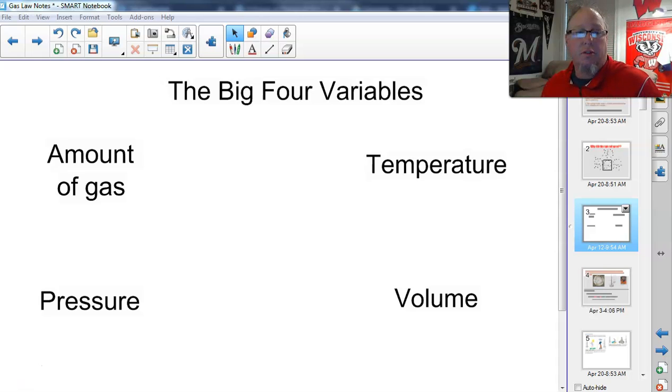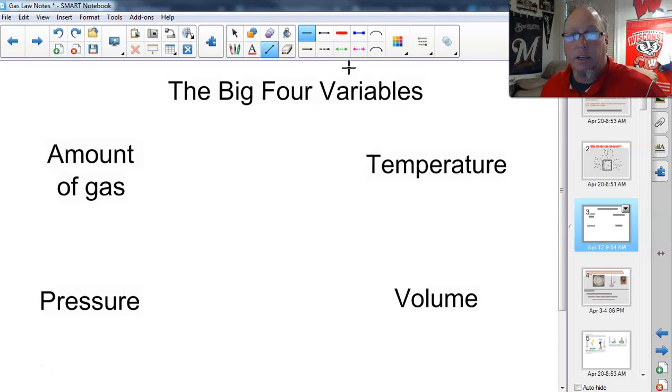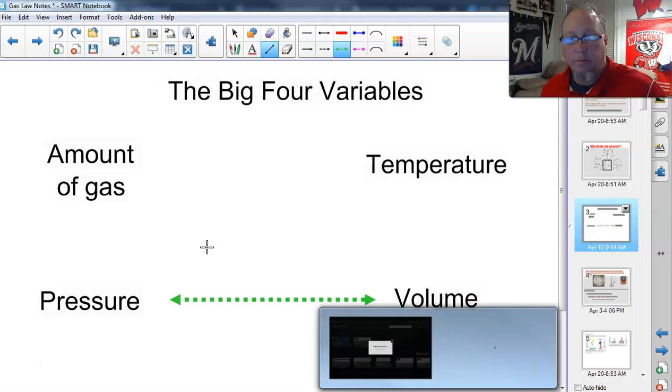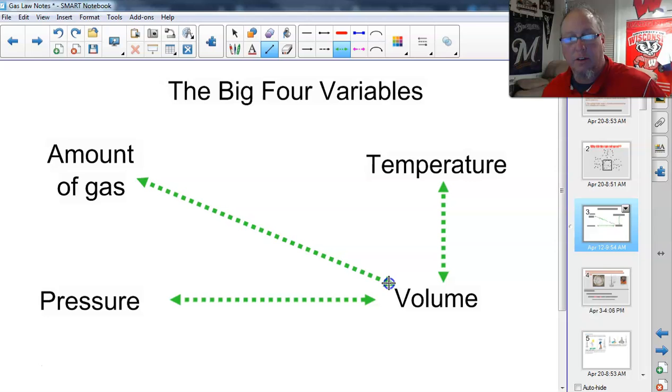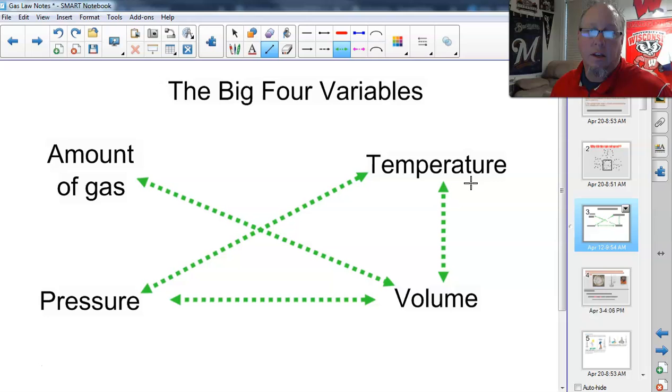And so far what we've been doing is exploring the relationship between these variables. For example, we've done the relationship between pressure and volume. That happens to be Boyle's law. We've done the relationship between temperature and volume. That happens to be Charles' law. We have looked at the relationship between volume and the amount of gas. That's Avogadro's law. And we have also looked at the relationship between pressure and temperature. That's Gay-Lussac's law.